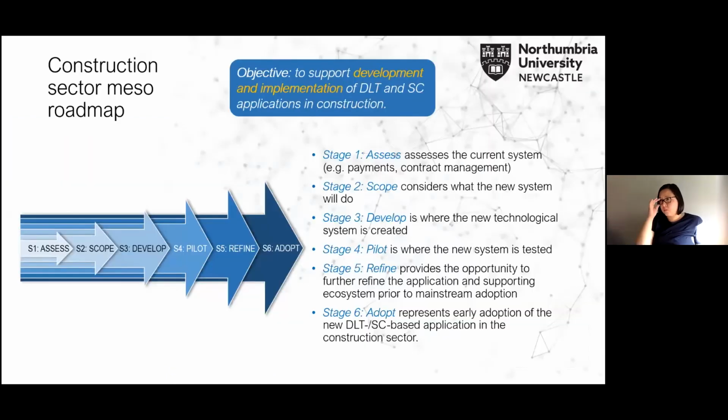So the meso roadmap is really about supporting development and implementation specifically of applications. While the macro was looking at the ecosystem as a whole, this one is looking specifically at development of applications. And this is a progressive roadmap. It's made up of 6 different stages.